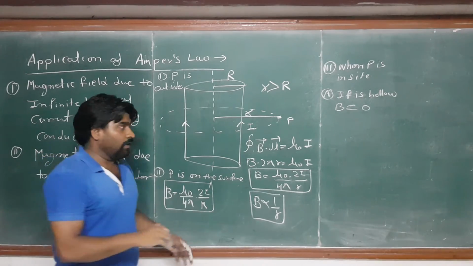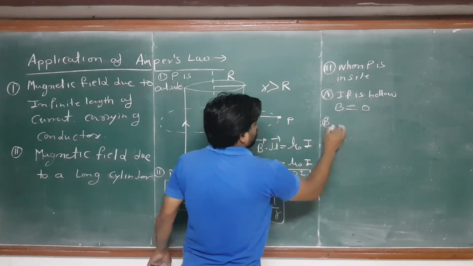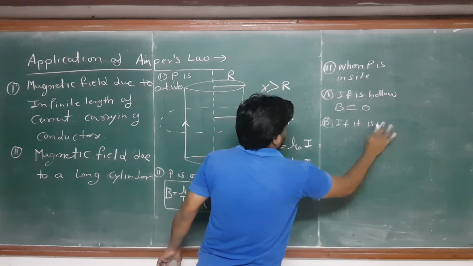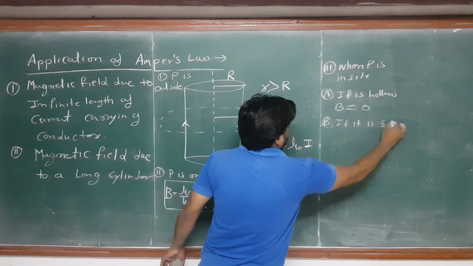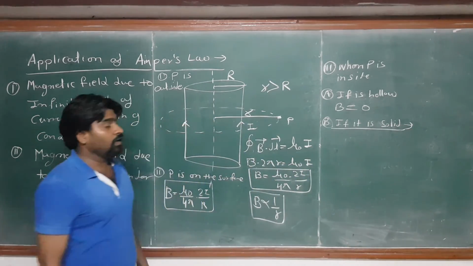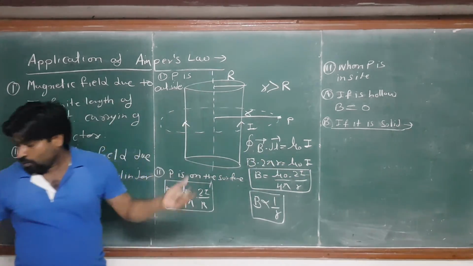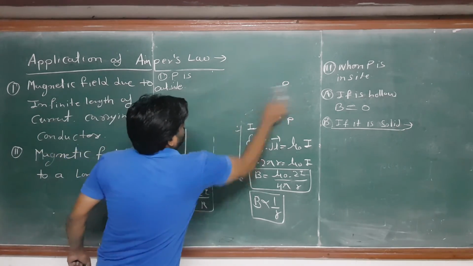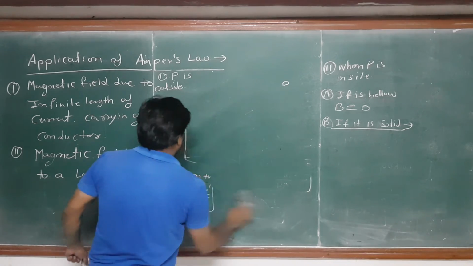And if it is solid, point B, what would be the value of the magnetic field for point B, which is inside? So there is a need to prove it. You can note it down, and I'm erasing. Okay. See here.